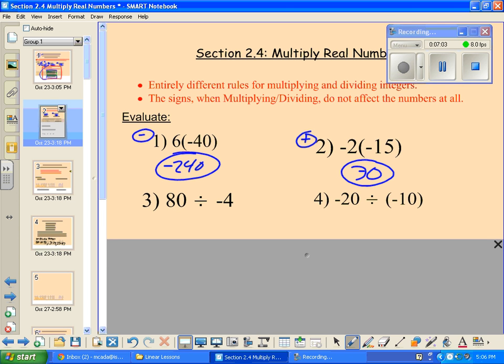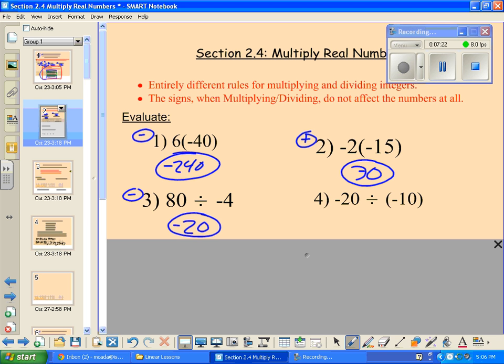Number 3, even when we're dividing, the same rules apply. So it says 80 divided by negative 4. Again, you should be able to tell me right away, oh, it's a positive divided by a negative. Since the signs are different, I'm going to get a negative for an answer. And then 80 divided by 4 is always going to be 20 no matter what. So in this case, it's just negative 20.